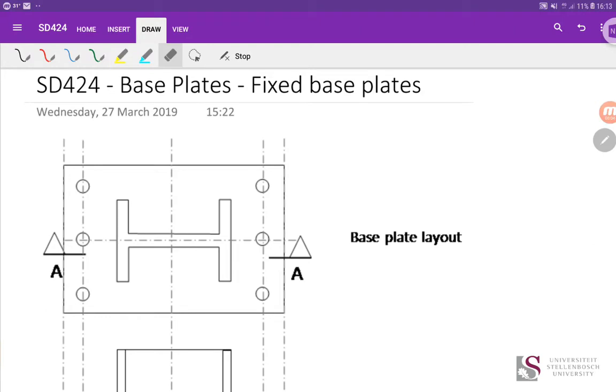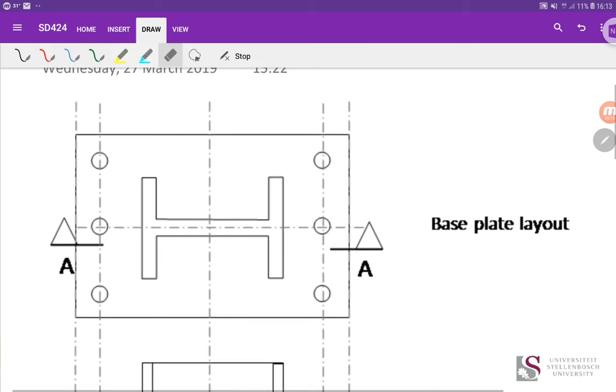Today we're going to be looking at the design of fixed base plates as part of our Structural Design 424 Steel Design course at Stellenbosch University. And so today we're going to be having a look at when you've got a column. For instance, we've got our I-beam here that is sitting on a base plate. There's our column, and it is carrying a moment. So there's both a moment and an axial load we're going to design for.